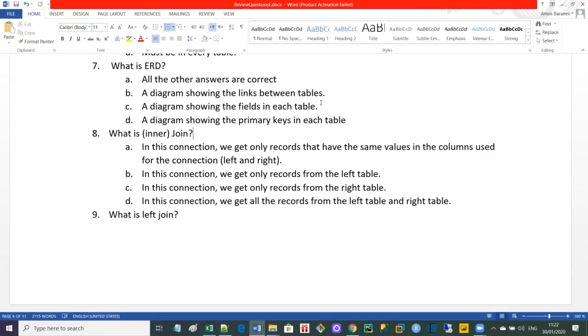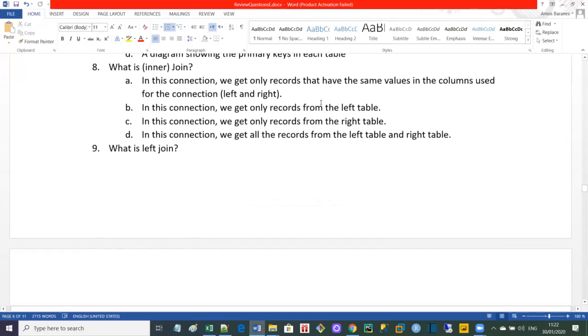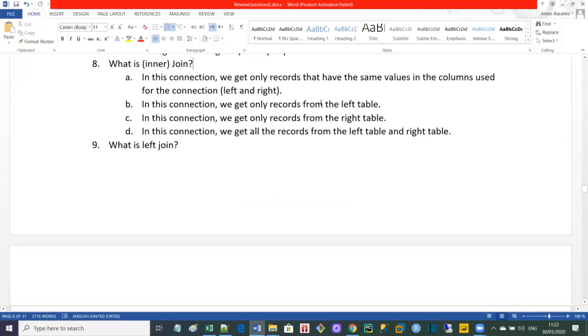Okay, question number 8. What is inner join? And many times you can really ignore the word inner, and it works as well as if you put the inner. You automatically assume, if you don't put anything before the word join, that it's an inner join, okay? In these connections, we get only records that have the same values in the columns used for the connections, left and right. What do I mean by that answer? If I give you a question like that, hopefully you won't get confused, because it seems confusing.